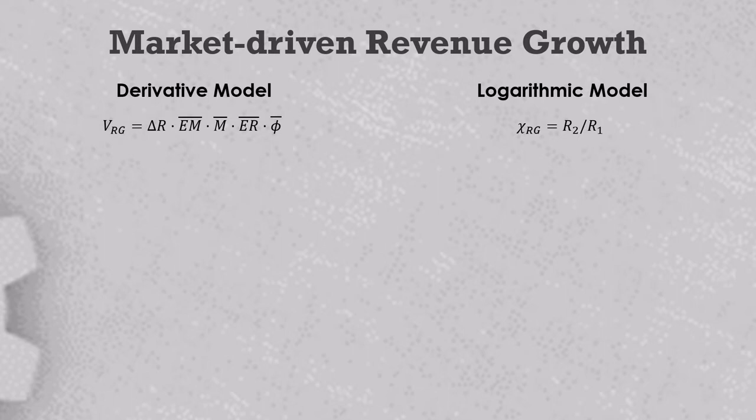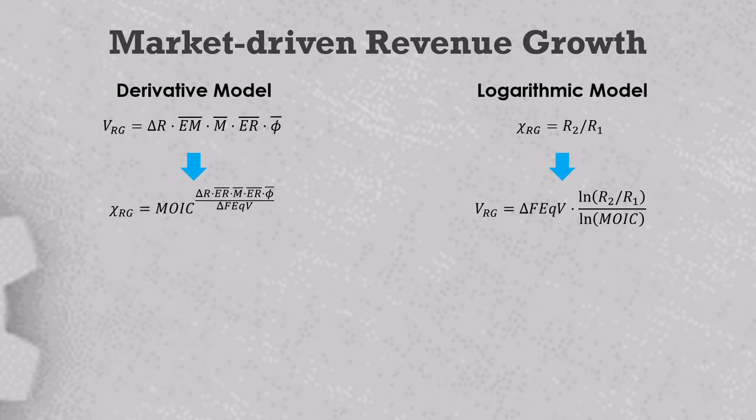We showed in the last video in VC106 that we can convert back and forth between the V's and the chi's with the following math, and despite these formulas looking very different, they give the same answers, generally within 1%.